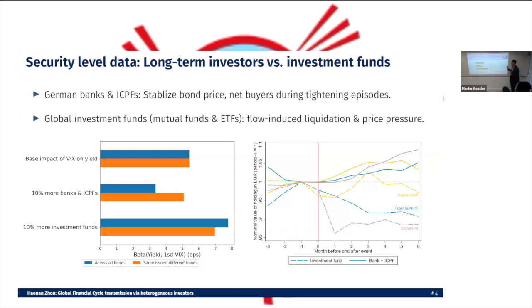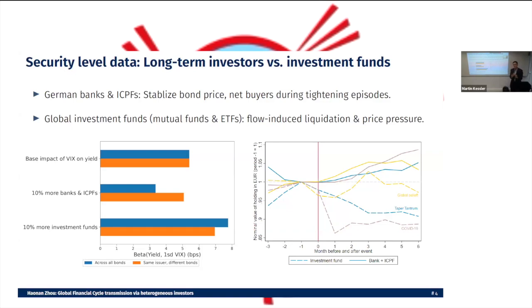The right-hand side charts give you a sense of the quantities. If I zoom into specific episodes of global financial tightening, such as the taper tantrum in blue, the COVID-19 crisis in pink, and the global market selloff in 2015 in yellow, what you can see is that the face value of holdings of investors in my sample shows a dichotomy. If you look at investment funds plotted in the dashed line, you'll see that after the onset of these events, they basically sell their holdings.